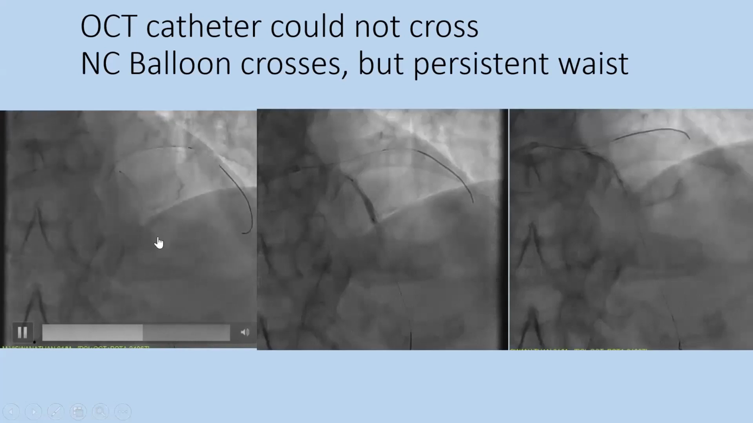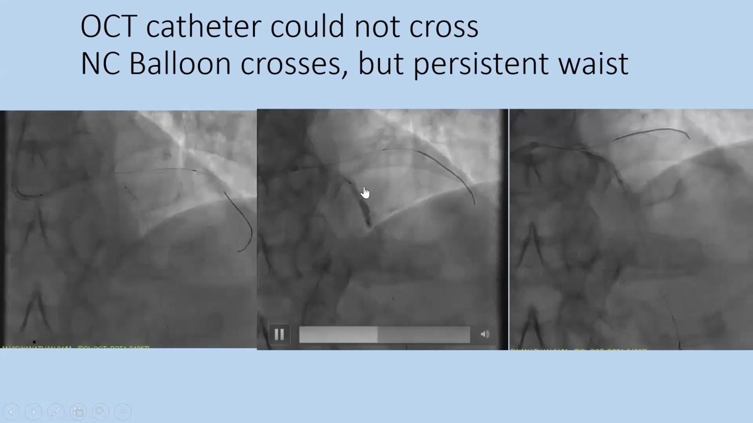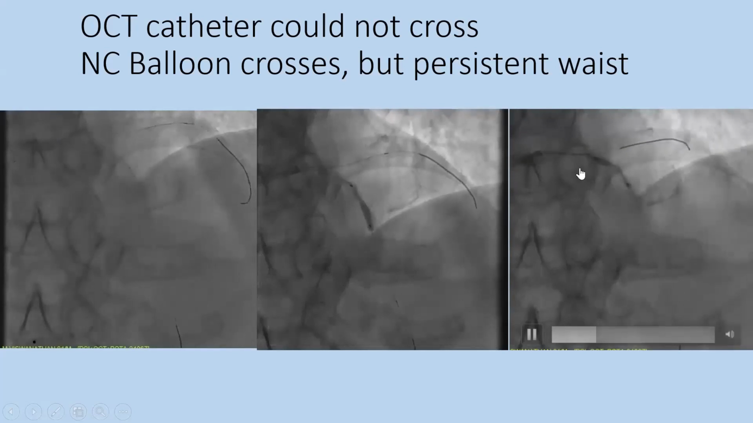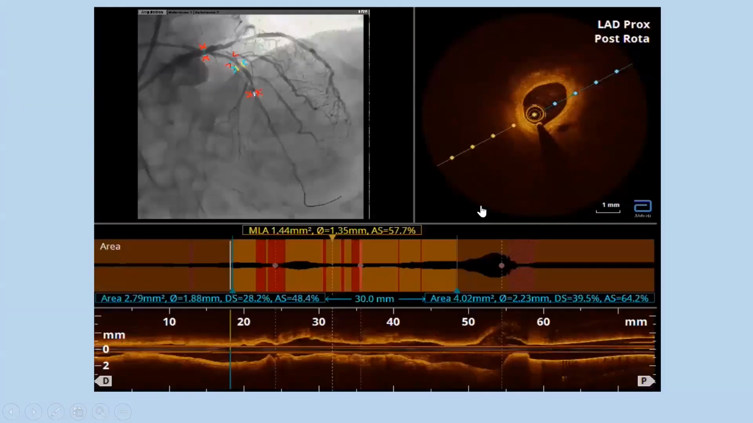The OCT catheter couldn't cross. That's the first option, but an NC balloon crosses, but there is a significant waist. So we tried to use an IVL. The IVL balloon does not go through. So rotational atherectomy was done with a 1.5 millimeter burr, and followed by that we do imaging.